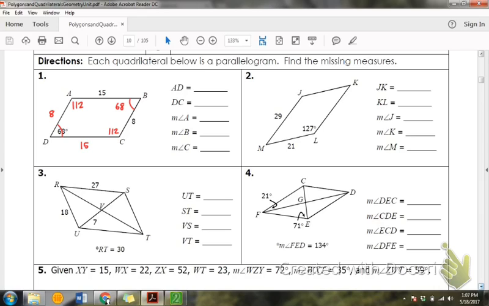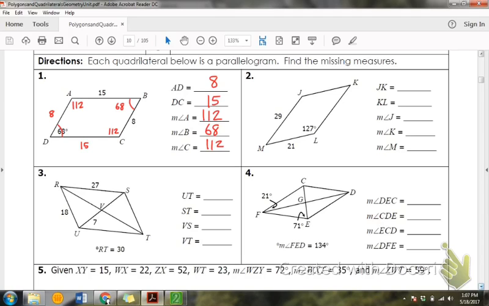It's better to fill in your diagram first and then match up what they're asking you to do. Okay? Because then you're not stuck trying to figure things out. So we know that AD we said was 8. DC we said is 15. Angle A was 112. Angle B is 68. And angle C is 112. Good. Questions about number 1?